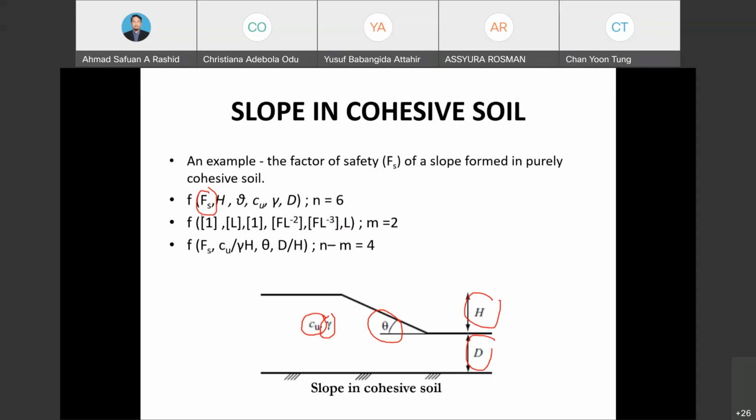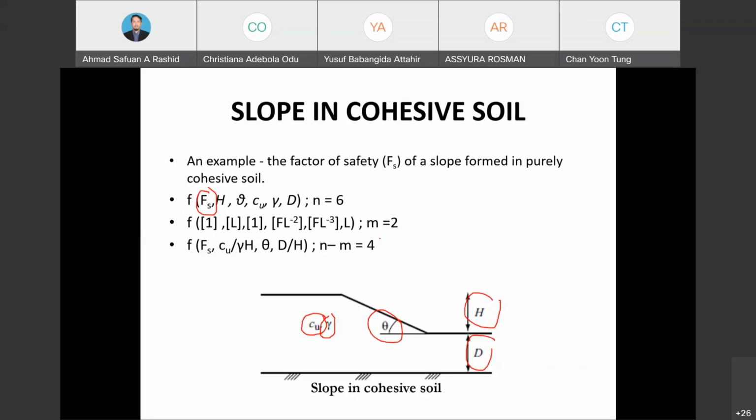So when we count the number of the primary dimension, as I stressed before, we need to consider for ones only. For example, L, then we have F. So the maximum, the M can go up to 3. In this case, we don't have any T, so the M is equal to 2. So 6 minus 2, it becomes 4. So we need to create 4 dimensionless equations.